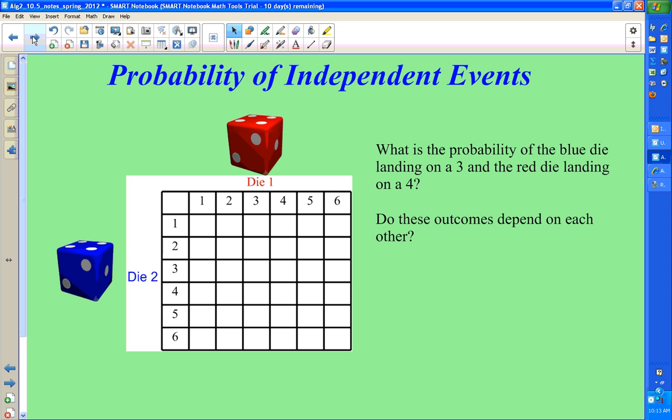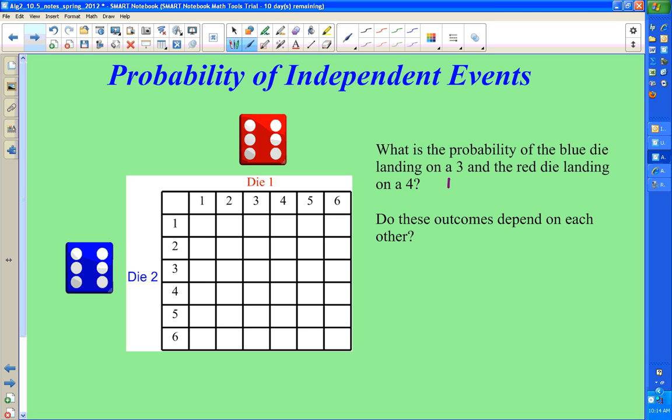So if you look at a situation with 2 dice, and we've done this already, we roll a blue die, we roll the red die. What's the probability of the blue die landing on a 3 and the red die landing on a 4? Okay? Do these outcomes depend upon each other? No, they're totally independent.